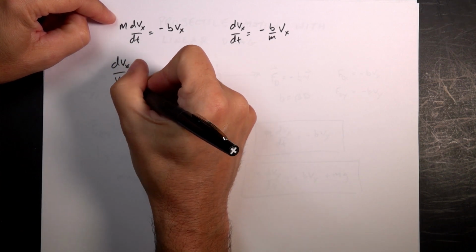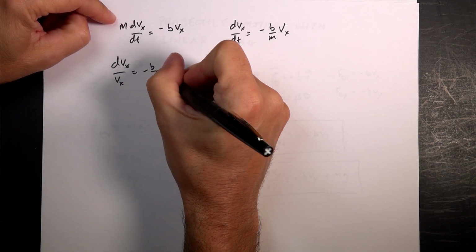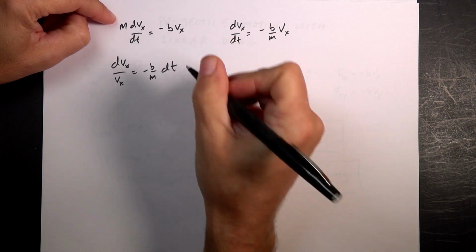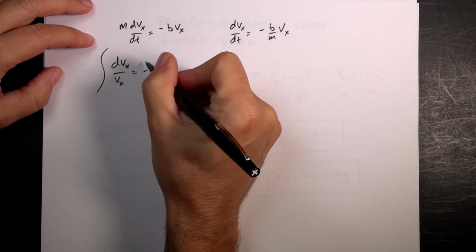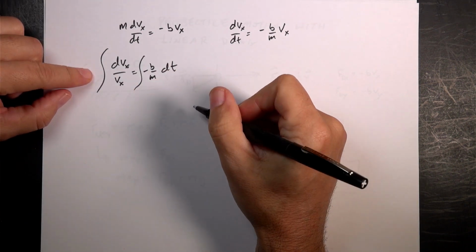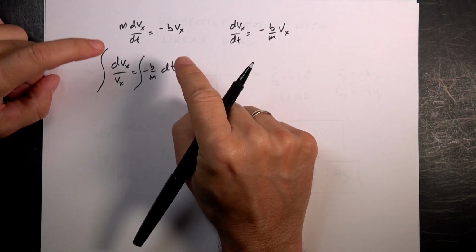dvx over vx is negative b over m dt. Now I can integrate both sides of this equation. Like I said, I'm doing this fast. And then in an indefinite integral, I'll add a constant.